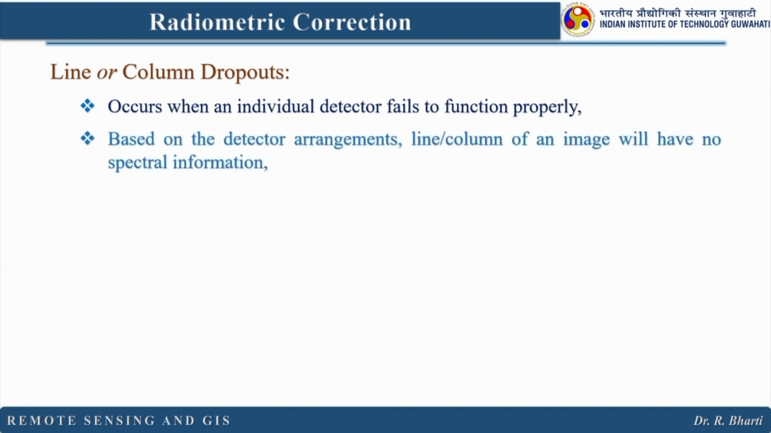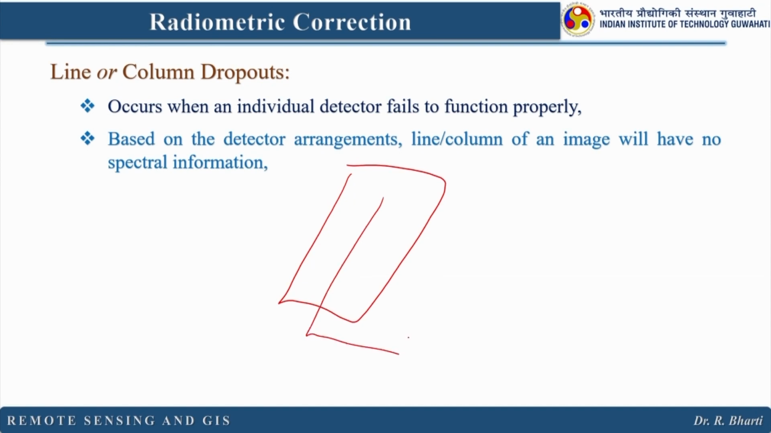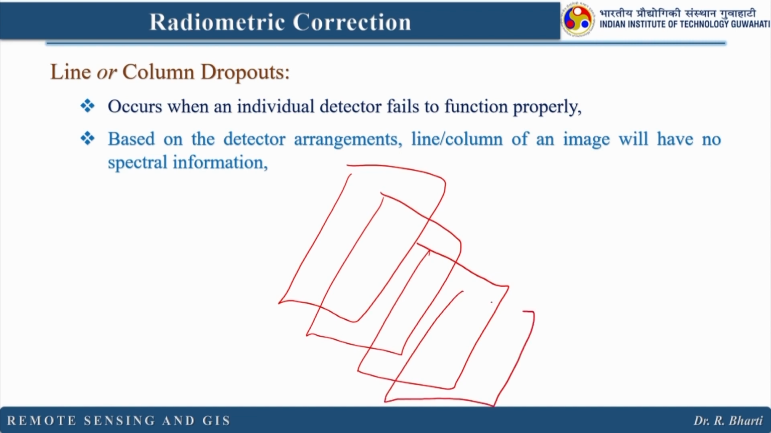So based on the detector arrangement, a line or column of an image will have no spectral information. Spectral information here means DN values, because spectral information is generated when you have different bands for the same area generated from a single detector or sensor. Then for this particular pixel you can easily record and extract these 4 values, right? And you can see the behavior of that particular area in wavelength.